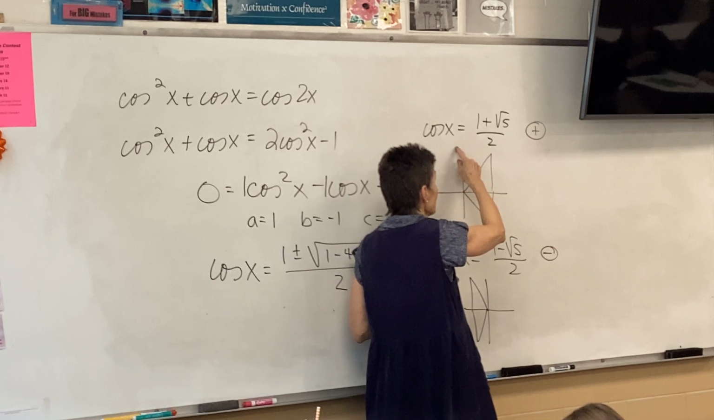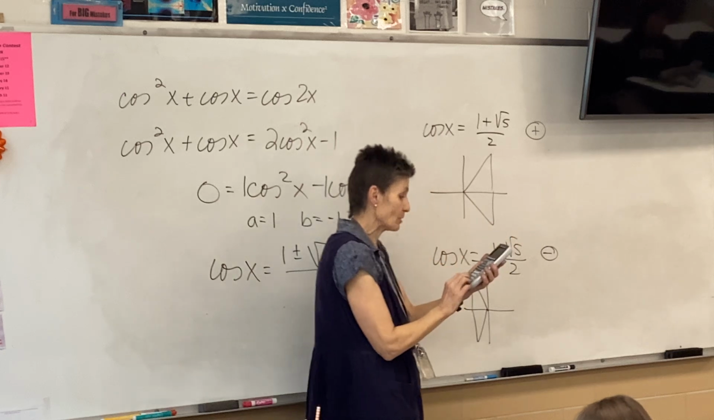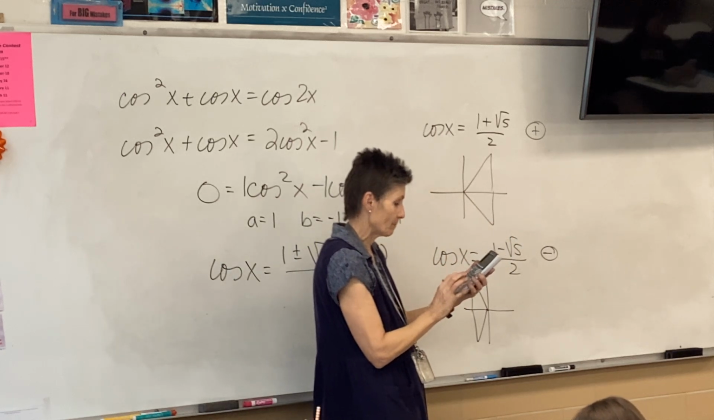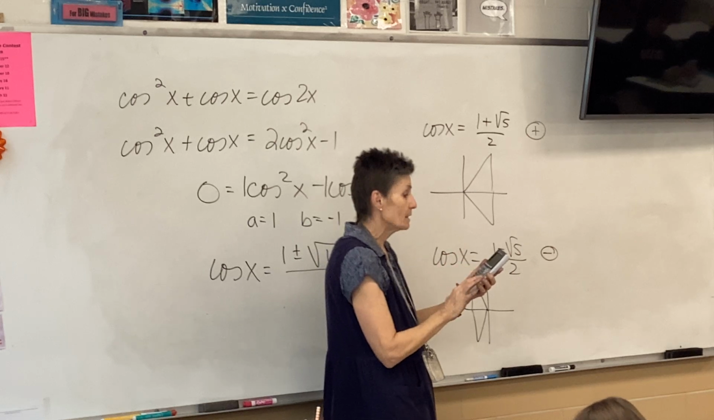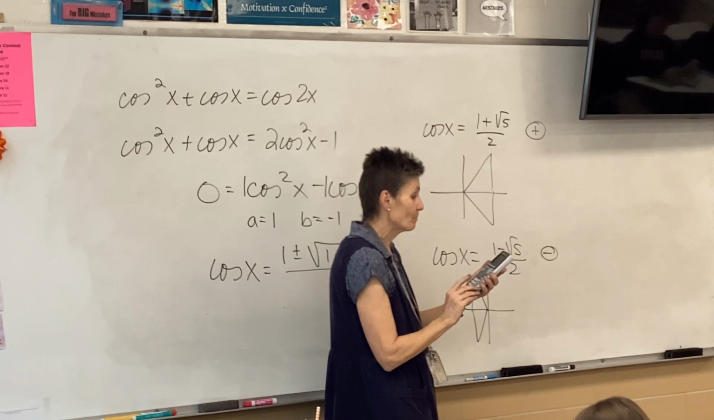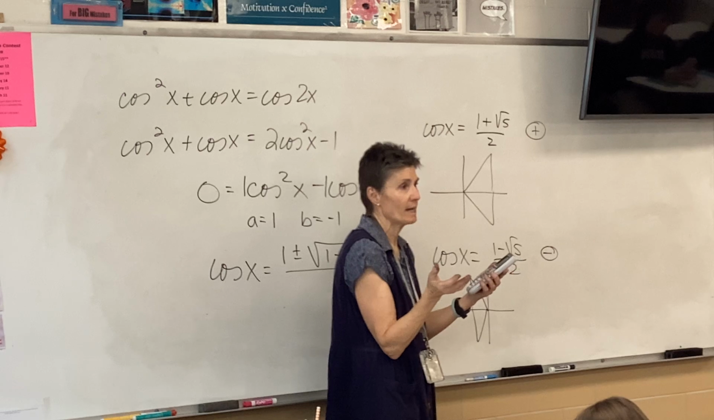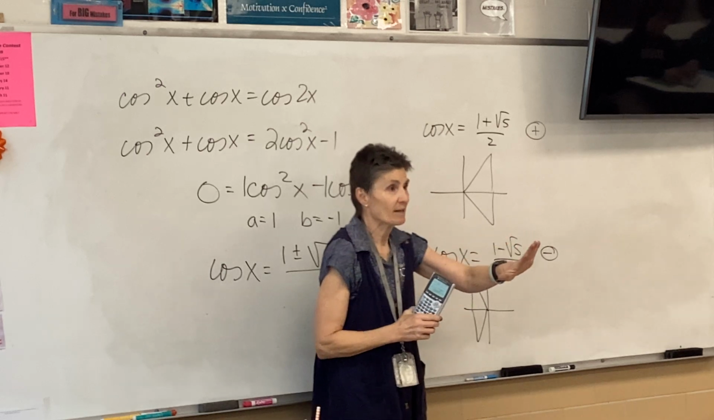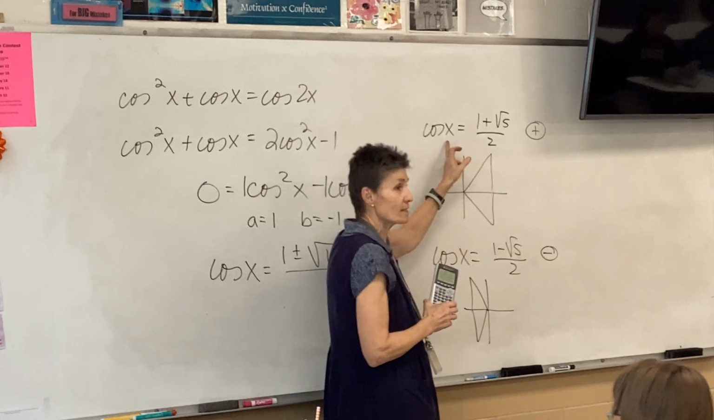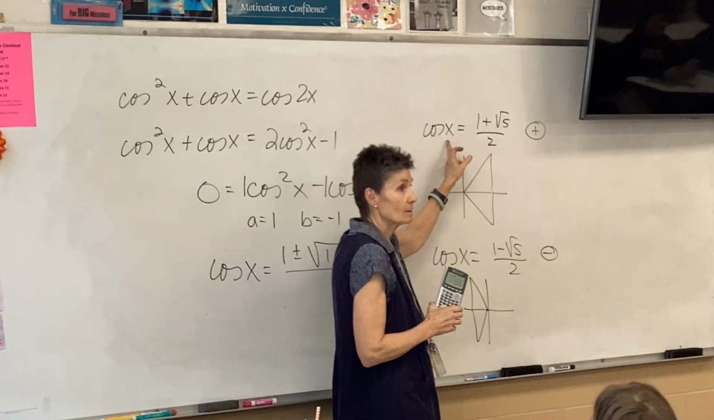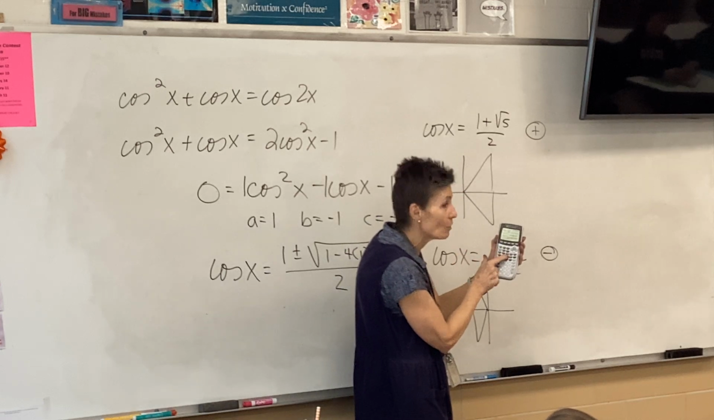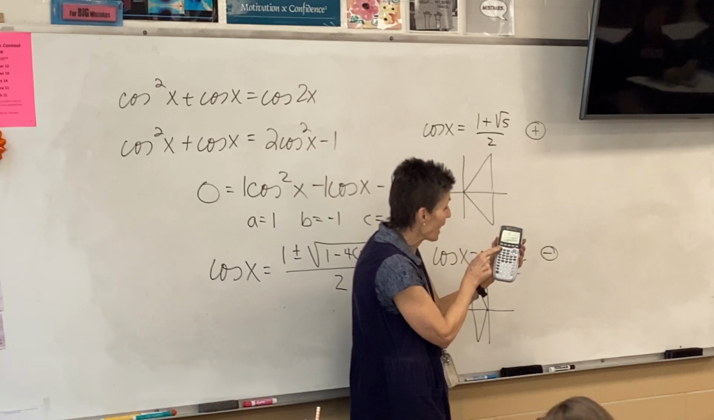And we can type that in, let's go ahead and do that. 1 plus the square root of 5, divided by 2. Did you get 1.618? Okay, now, stop, that's not the angle. That's the cosine, right? So now we have to inverse cosine that answer.